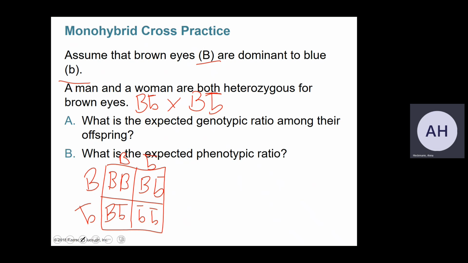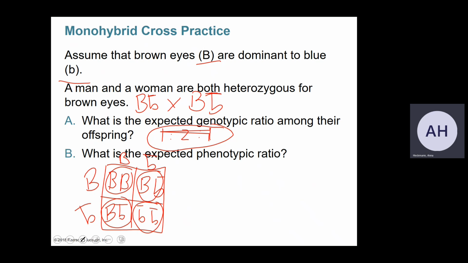The expected genotypic ratio among the offspring. Remember, the genotypic ratio is going to be homozygous dominant to heterozygous to homozygous recessive. So homozygous dominant, we have 1. Heterozygous, we have 2. And homozygous recessive, we have 1. So our genotypic ratio is 1 to 2 to 1.